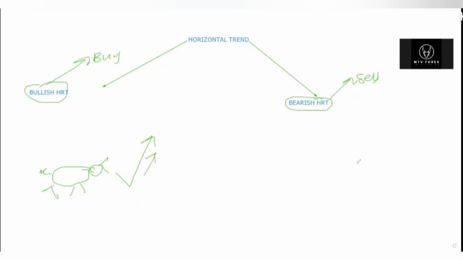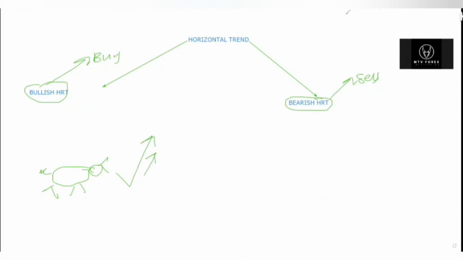But then a bear also has the same structure. But look at this. Whenever a bear wants to fight, it fights like a human being. It stands up. And then what does it do? It beats you to the downside. That is why you call this thing a bearish horizontal trend, because of the term bear. This is our bear here, and this is our bull.